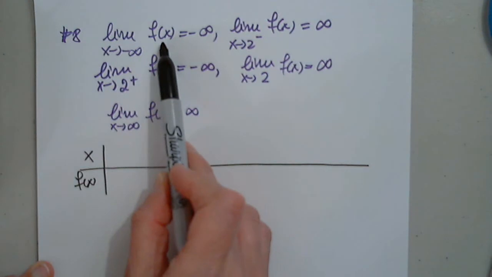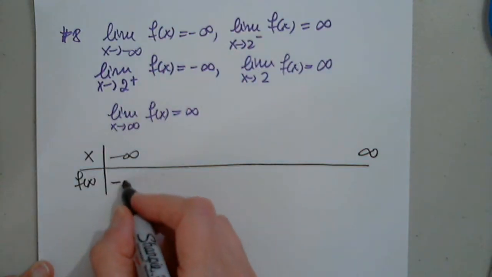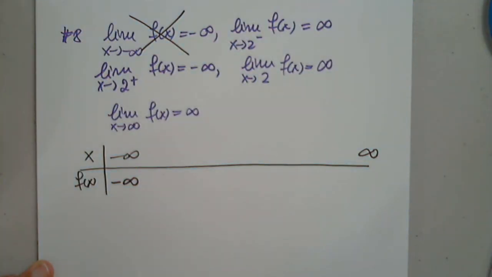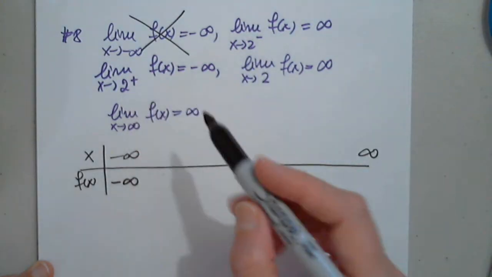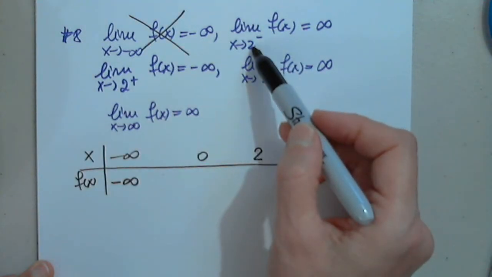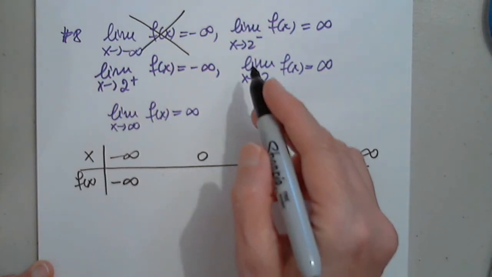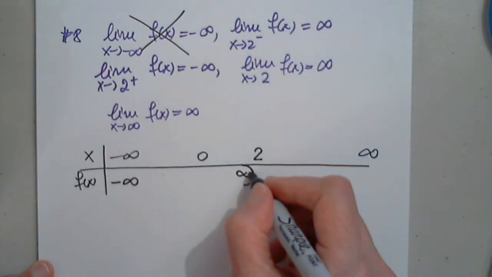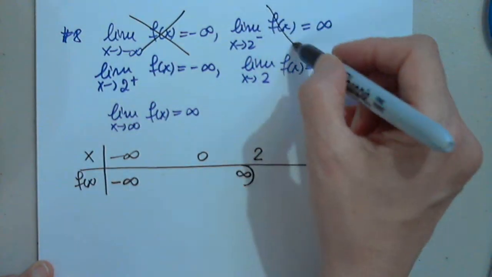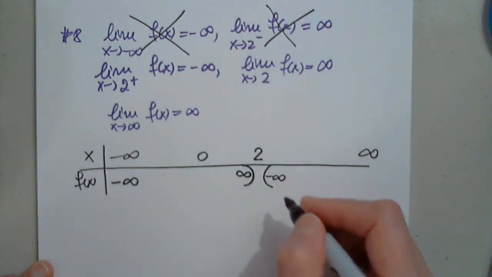Okay, limit of f of x as x approaches negative infinity is negative infinity. Don't cross it out like that. I'm just trying to make a point. That is done. Now we're talking about 2. Okay, so 0 is somewhere here, 2 is here. It says 2 from the left. 2 from the left in the parenthesis is infinity. Done. 2 from the right is negative infinity.